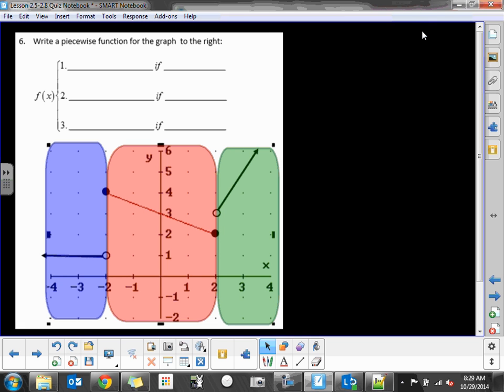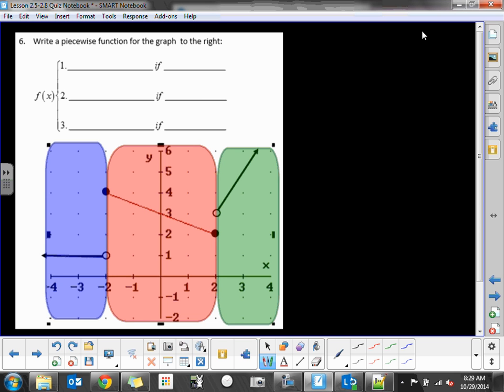The final question in your quiz was to write a piecewise function for the graph that I gave you. What I did is I broke it up into boundary regions again, intervals, and I color-coded them so that you could see the three pieces. And I would break this up into smaller little parts so it's not so hard to digest.